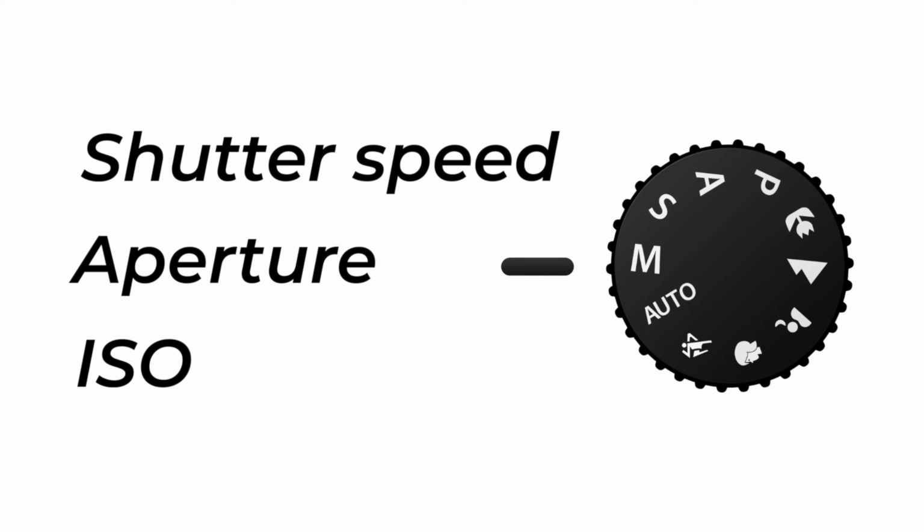With a good understanding of these three things, shutter speed, aperture and ISO, you are ready to start shooting your images in manual mode. So go out there, take your pictures and have fun while doing it.